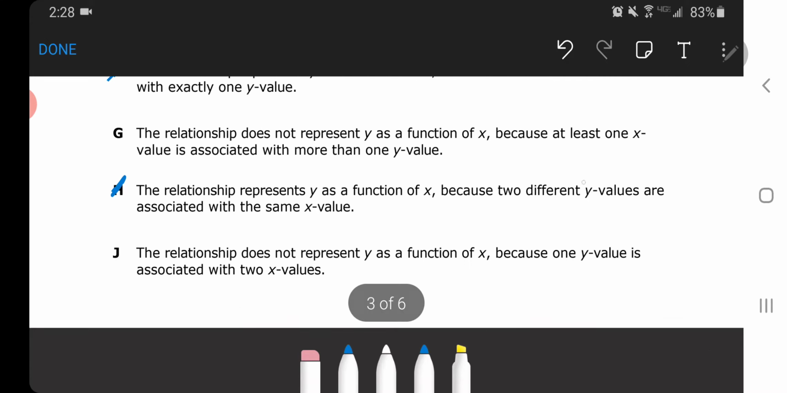It says the relationship does not represent Y as a function of X because at least one X value is associated with more than one Y value. Or the relationship does not represent Y as a function of X because one Y value is associated with two X values. Well, this one is just, we got to remember the definition. Once again, if it's not a function, it's because at least one of our X values is associated with more than one Y value. So G would be the correct answer choice. Once again, J is not correct because it does not matter if my Y value goes to 100 different X values. It's fine. It's about the X value.